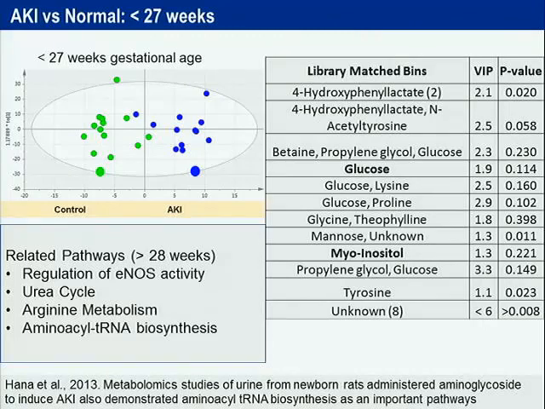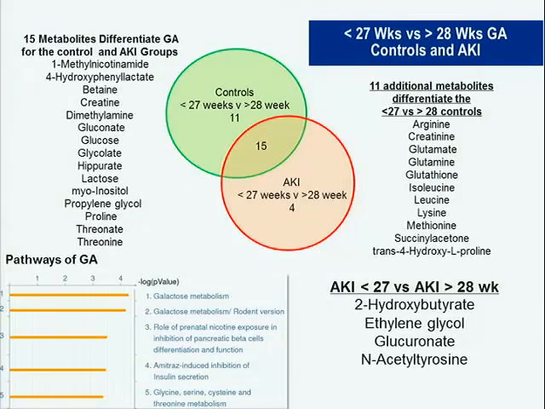And then we looked at the different age groups, and as they're aging, we still see this pathway as being important, but then we see other pathways as increasing in differences between the control versus AKI for those age groups that we're looking at. So lastly, I just wanted to mention that when we're comparing these groups, one of the other things that we found is these 4 biomarkers, hydroxybutyrate, ethylene glycol, glucuronate, and N-acetyltyrosine, as being very important in differentiating the AKI by age groups.